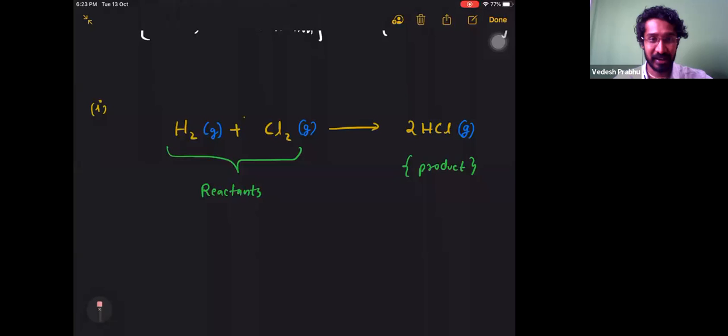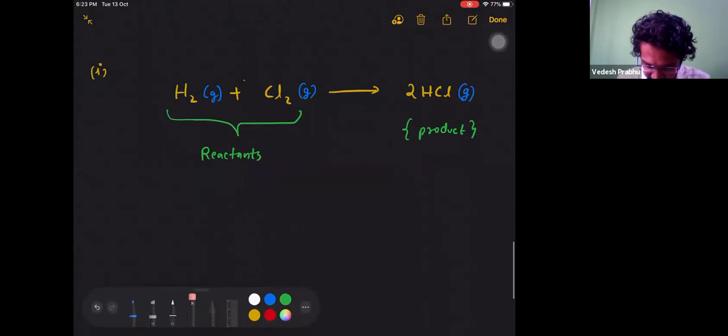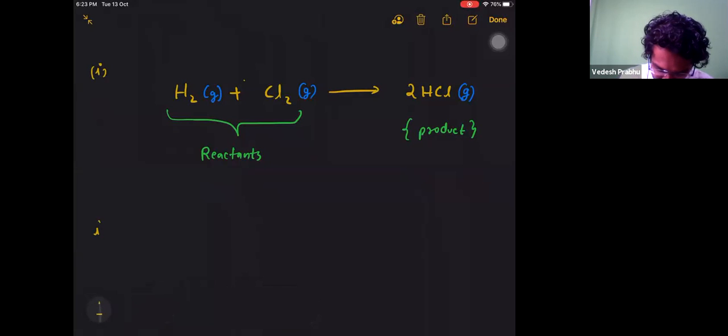Do not worry about the numbers which I have written. We will learn later in this chapter about balancing and all that. I just wanted you to understand the reactants and the products. One more example. Let me see if you can tell me the answer. One more simple and easy reaction.